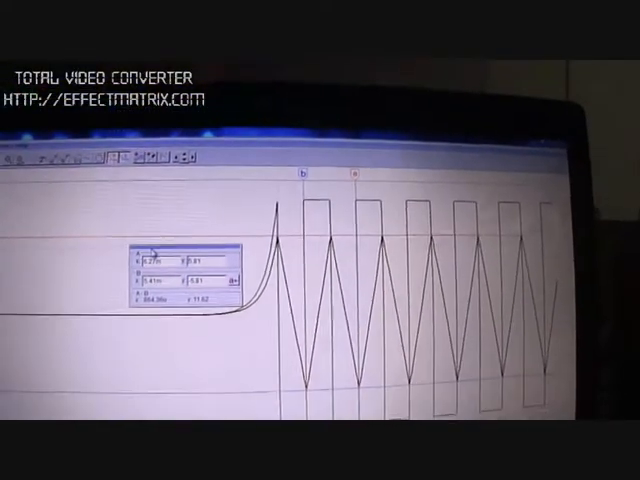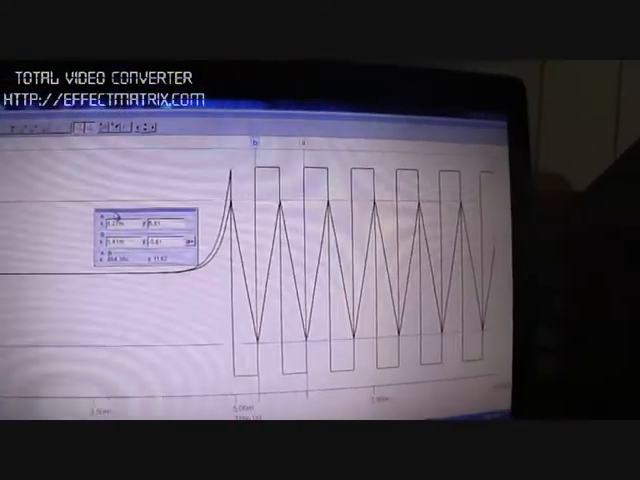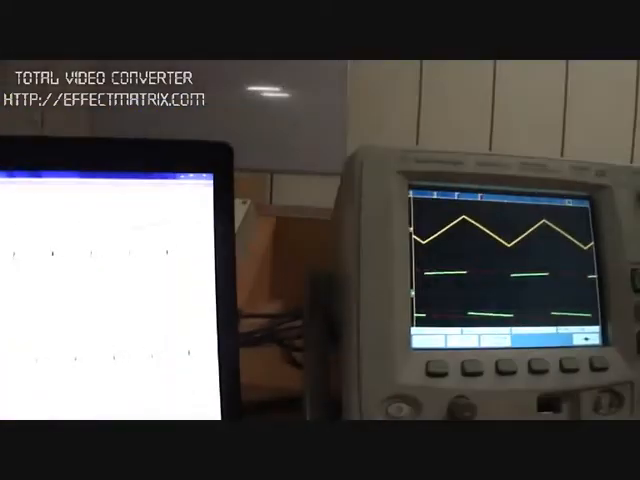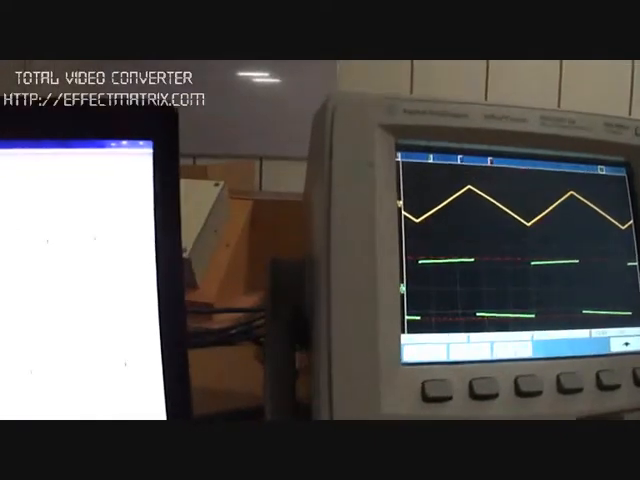As you can see, the waveforms correspond in both the hardware implementation and the simulation, but there is a slight deviation in peak-to-peak amplitudes.